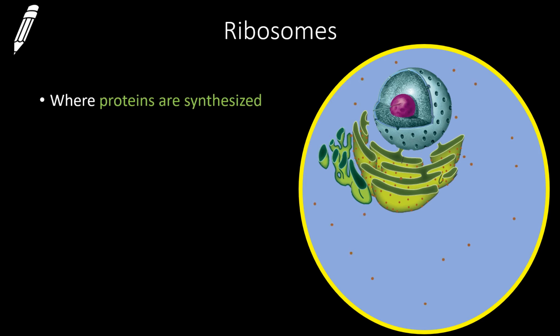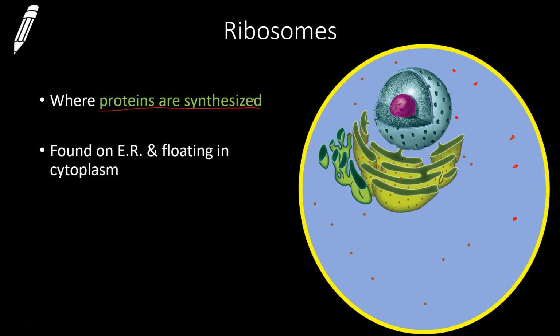Next, finally, we're going to talk about the ribosomes. So the ribosomes are these little dots. Very, very small structures. They're mostly made up of a type of RNA, a type of nucleic acid, and some proteins. And they're where other proteins are synthesized. And you're going to find ribosomes in two locations. First, you're going to find them studded onto the rough ER. And you're also going to find ribosomes free-floating in the cytoplasm. So two locations: rough ER, and in the cytoplasm.